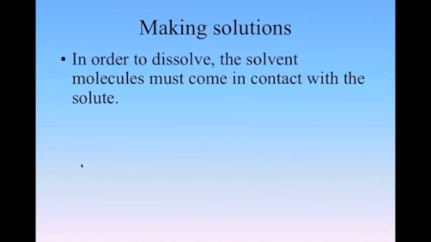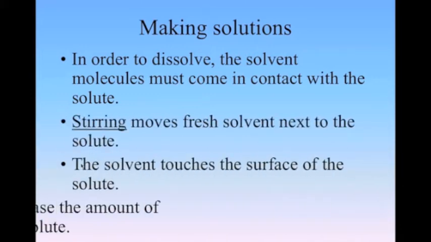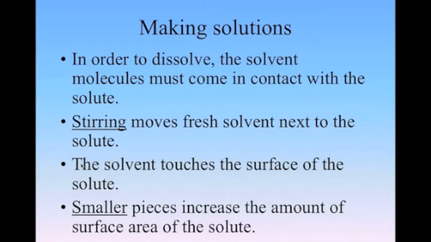Now, when we're making solutions, in order to dissolve, the solvent molecules must come in contact with the solute. They physically have to come in contact together. So when we're stirring it, when we're agitating it, it moves that fresh solvent, meaning solvent that has not touched any of the solute, next to the solute. Okay, the solvent touches the surface of the solute, and we see that we have the formation of a solution.